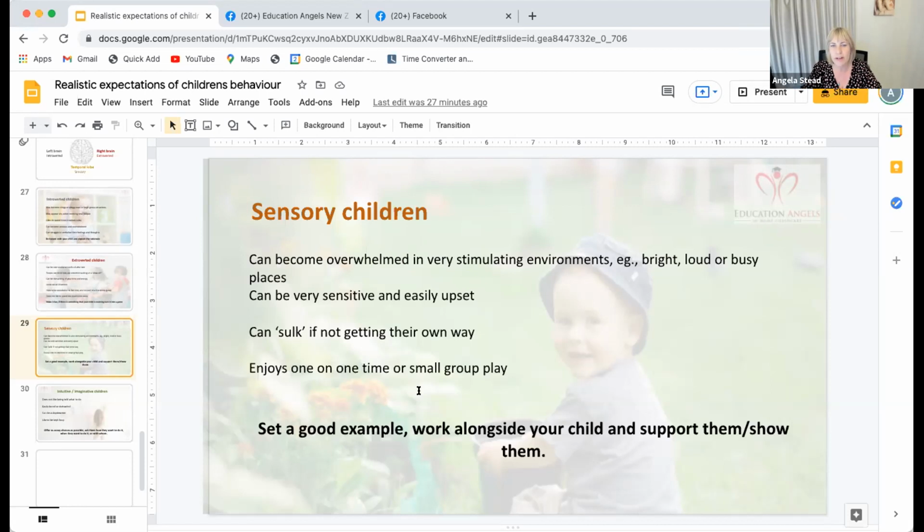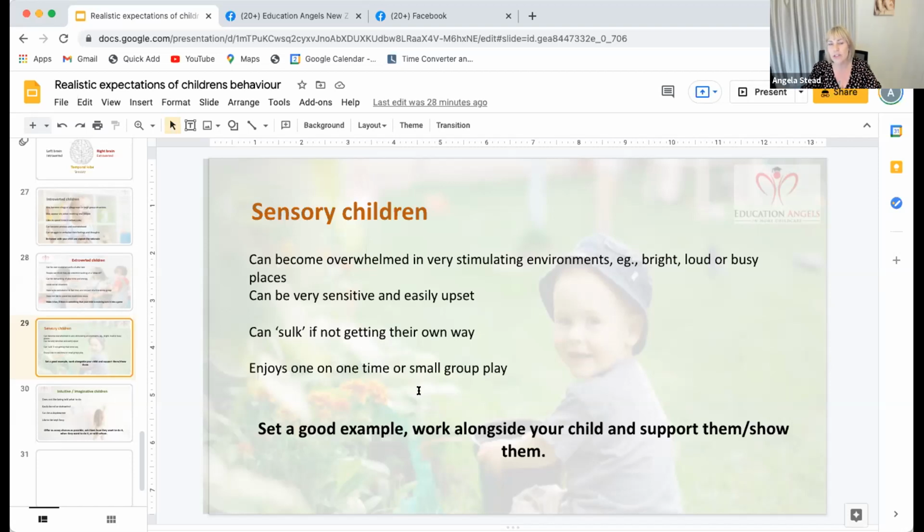Sensory children can be very sensitive and easily upset. They can pick up on other people's moods. So if you go into an environment that doesn't feel very good, you might see the child's behaviour change, and they might not be able to articulate what's bothering them, but it's more that they are so in tune with other people that they're picking up on someone else's stuff, essentially.